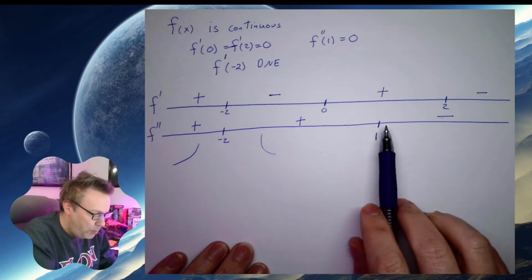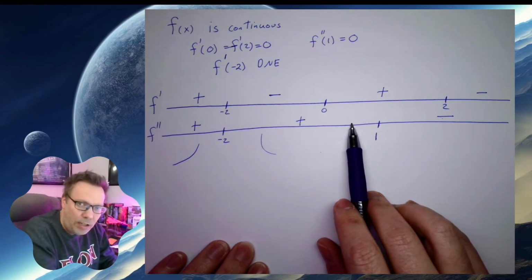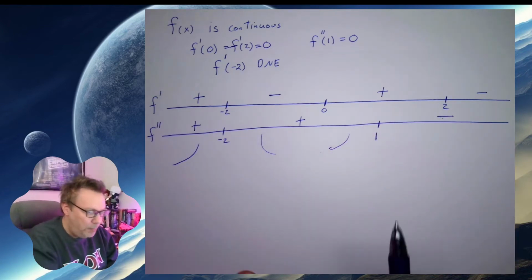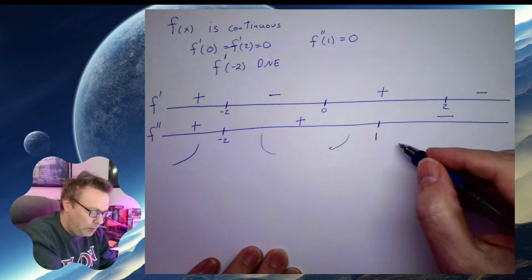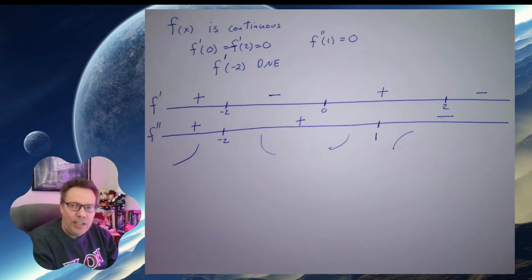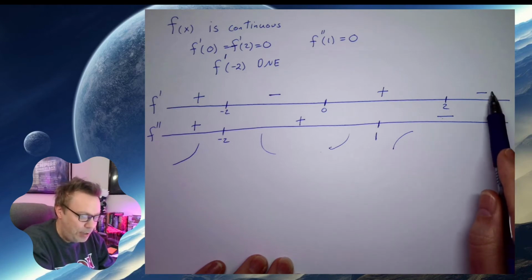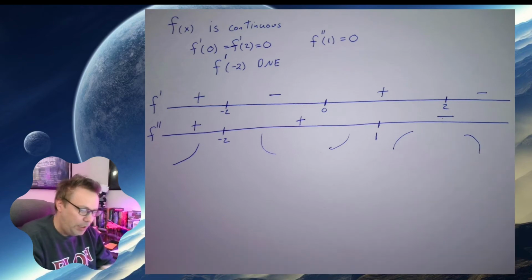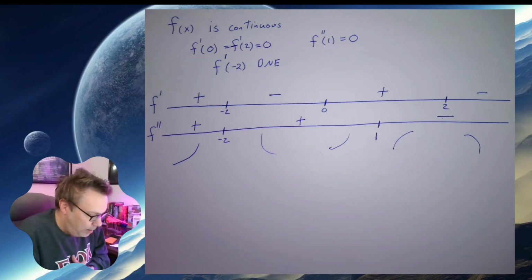And then between 0 and 1, I have an increasing function that's concave up. So it kind of looks something like that. Between 1 and 2, I have an increasing function and concave down. Well, that looks something like that. And then the last region, 2 to infinity, I have a decreasing function that's concave down. And that looks something like that. So what I need to do is put all these pictures together.